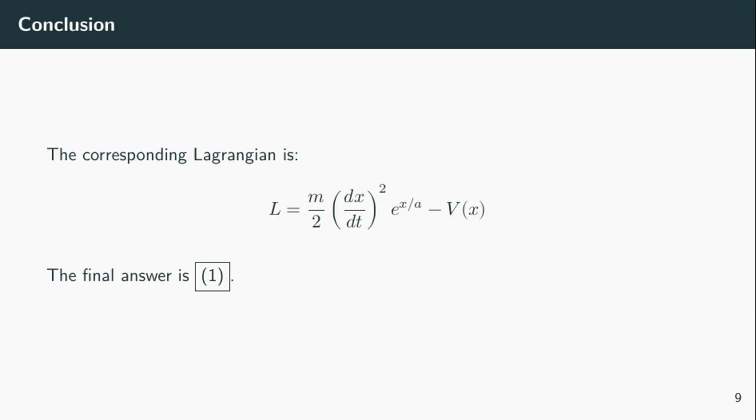In conclusion, by starting with the given Hamiltonian and using the relationship between the Hamiltonian and the Lagrangian along with Hamilton's equations, we derived the corresponding Lagrangian. The final result for the Lagrangian is L equals m over 2 times dx by dt squared times e to the power of x over a minus V of x. This matches option 1. The final answer is option 1.